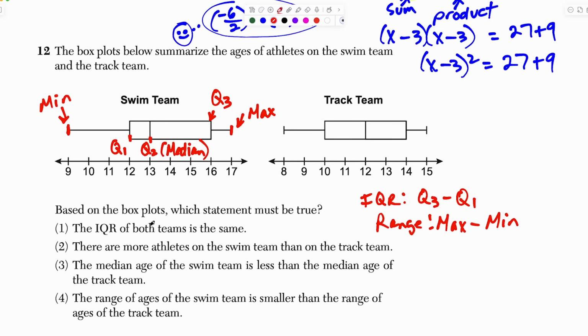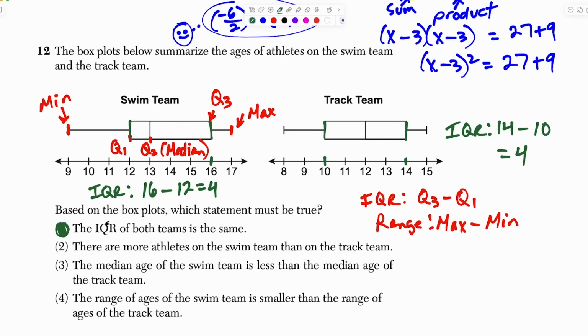The interquartile range of both teams is the same. Well, that we would actually just have to calculate. So here, Q3 is at 16. I'm going to find the interquartile range for the swim team. We're going to have 16 minus 12, and that's equal to 4. But if I do the interquartile range for the track team, Q3 is this part here, 14, minus this part here, 10. And right away, we get 4 for both, so choice 1 is our answer. But let's see why the other answer choices are no good.